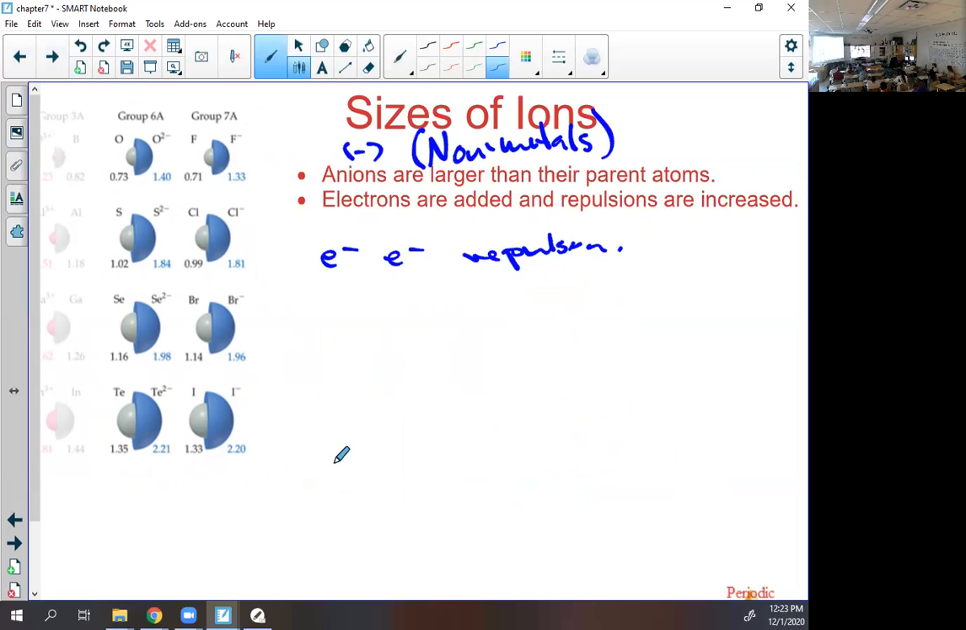Yeah, there you go. Okay, next, anions are larger than their parent atoms. And this is just simply because of electron repulsion. So if you add another electron, there are more of them to push each other away. So we got to remember, like charges repel each other. So the more and more you get, the more space you need.